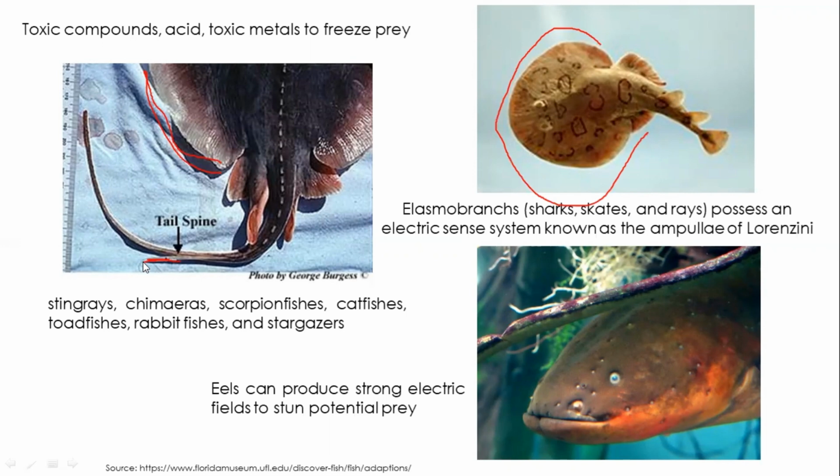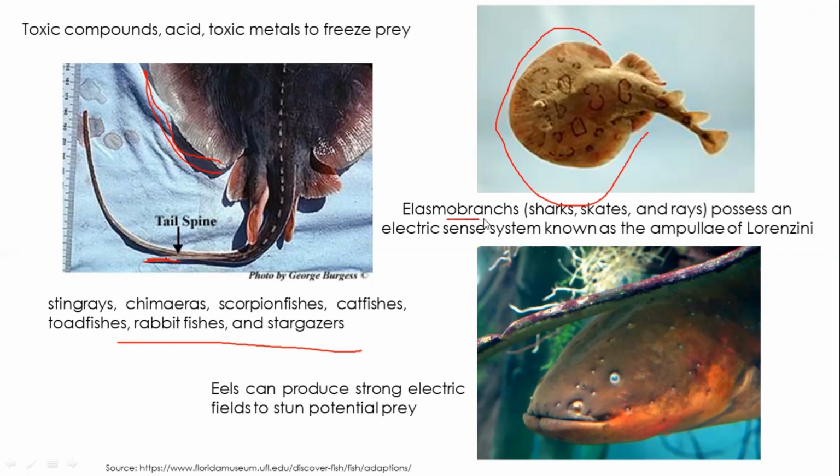So that is why some of them are also called stingrays, right? And these toxic tail spines are present in stingrays, chimeras, scorpion fishes, catfishes, toadfishes, rabbit fishes, and the stargazers, right? So with the help of this spine, they may freeze the prey, and then they can forage or feed.